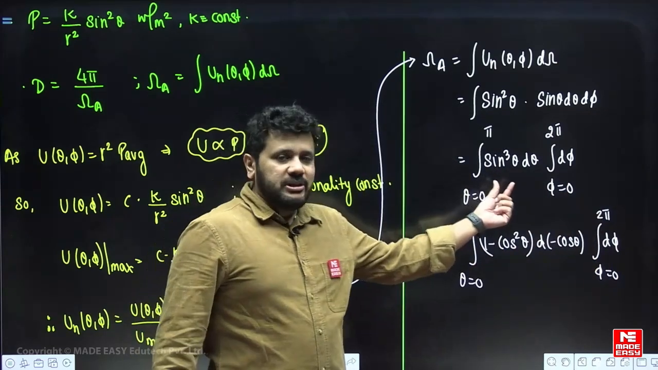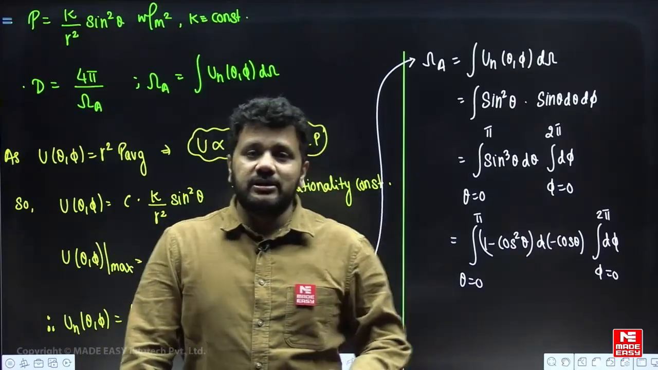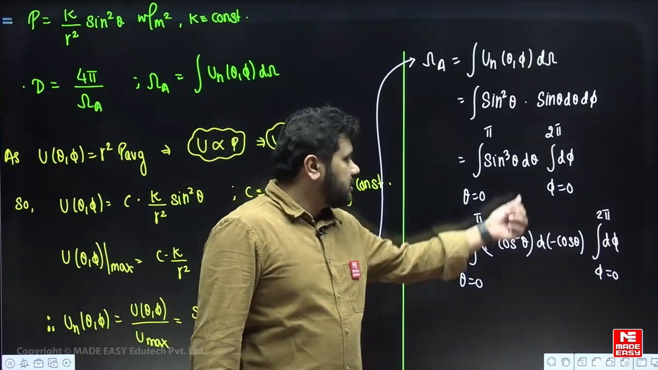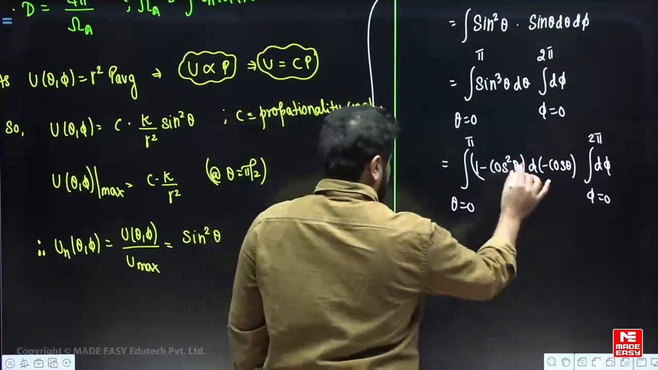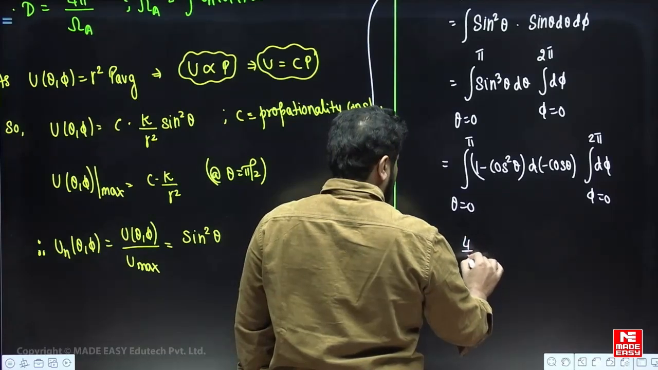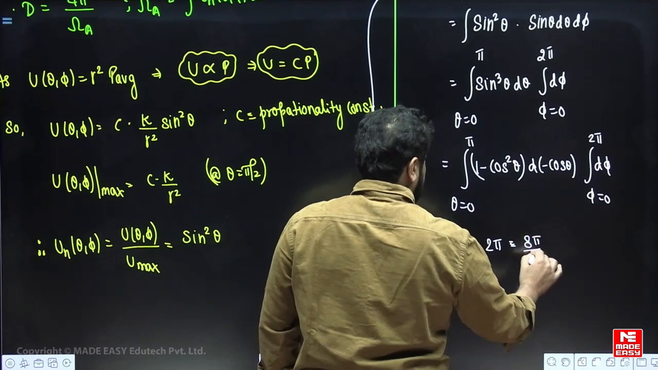Right, because sin cube theta can be broken into two parts, sin square theta into sin theta. Sin square theta is nothing but your 1 minus cos square theta, and sin theta can be written as d of minus cos theta. So when you integrate it, you will get this value as 4 by 3, and this is 2 pi. So this is how much? It is equal to 8 pi by 3. Now this is simple integration.